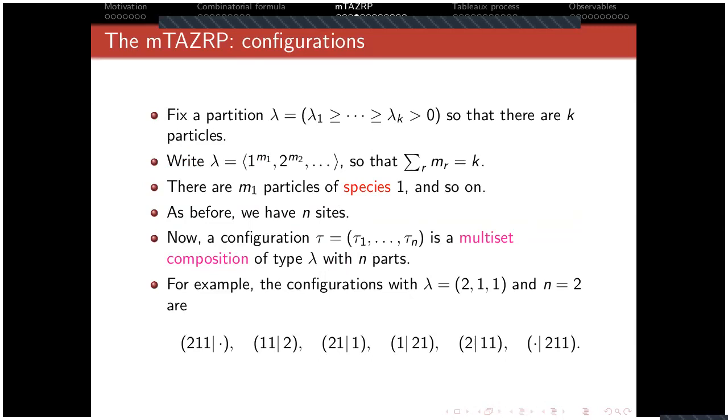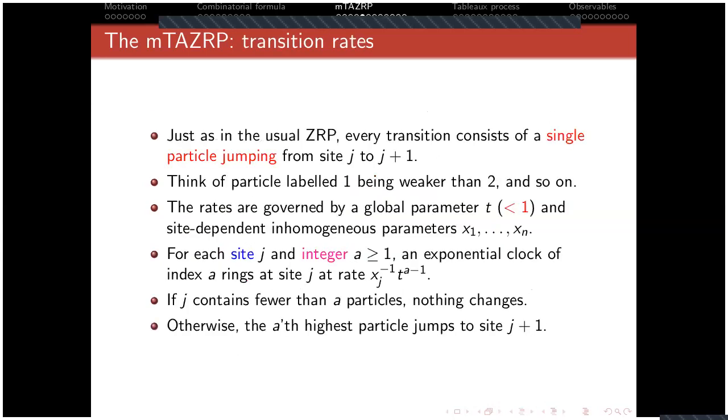Lambda is the particle content. So there's 1, 2, and 2 ones. I could have 1, 1, 1, 1, 1, in which case that's the single species. Or I could have n minus 1 up to 1, in which case I have 1 of each. So now I define the multi-species phasor, totally asymmetric zero-range process.